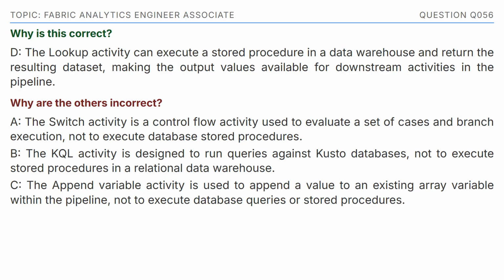Why are the others incorrect? A. The switch activity is a control flow activity used to evaluate a set of cases in branch execution, not to execute database stored procedures. B. The KQL activity is designed to run queries against Kusto databases, not to execute stored procedures in a relational data warehouse. C. The append variable activity is used to append a value to an existing array variable within the pipeline, not to execute database queries or stored procedures.